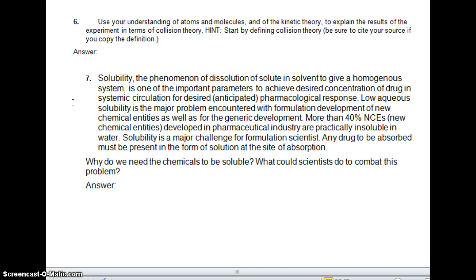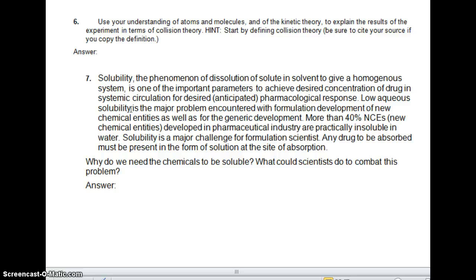Low aqueous solubility is a major problem encountered with formulation development of new chemical entities as well as for the generic development. So what that means is the fact low aqueous solubility. That means a lot of the medicine that we use, those chemicals, do not dissolve very well in water, but we need them to so our bodies can use them. Otherwise your bodies would just poop them out. Okay? Well, that's what happens to stuff you can't digest and use.